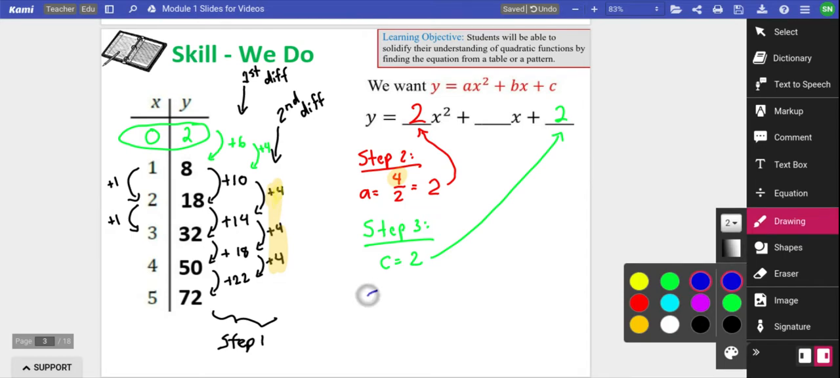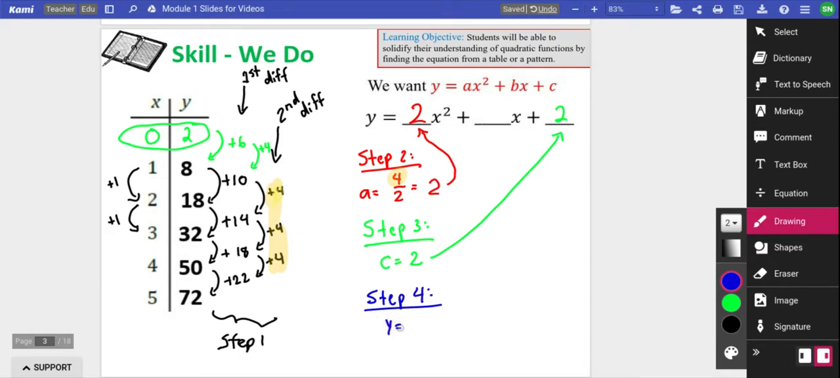Last step, step 4, we are looking for B. I will write this equation out first. Y equals, and I already know that A is 2, so I'll be putting 2x squared plus, I don't know B, I'm trying to find B, plus Bx plus, and C is 2. Now we will pick one of the values. I'm going to pick this one right here. That's the easiest one. So y is equal to 8. I'm substituting 2, x is equal to 1, plus B, we're trying to find, x is equal to 1, plus 2.